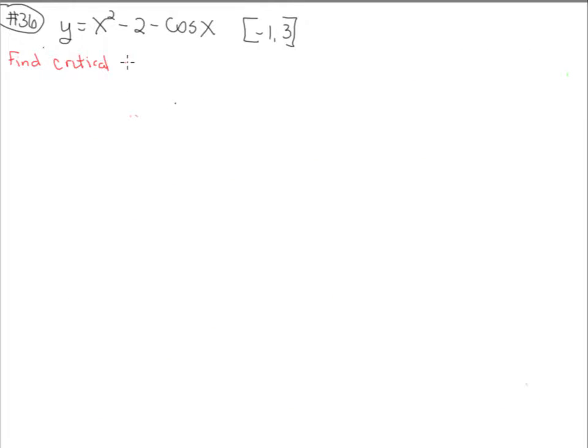Look at another example in this section, which is question number 36. So we're going to start the same way. First thing we need to do is find the critical numbers by finding the derivative of our function. In this case, that will be 2x plus sine of x.